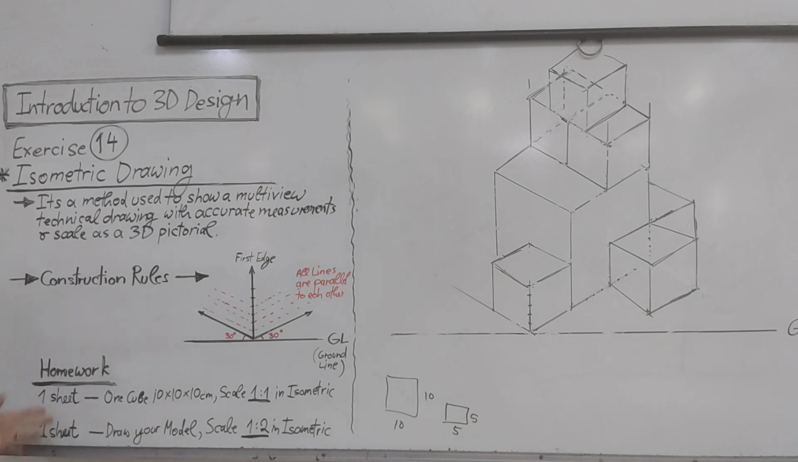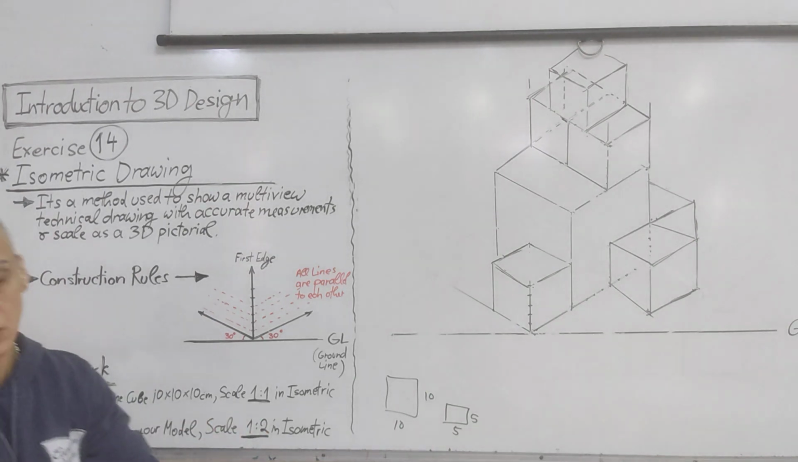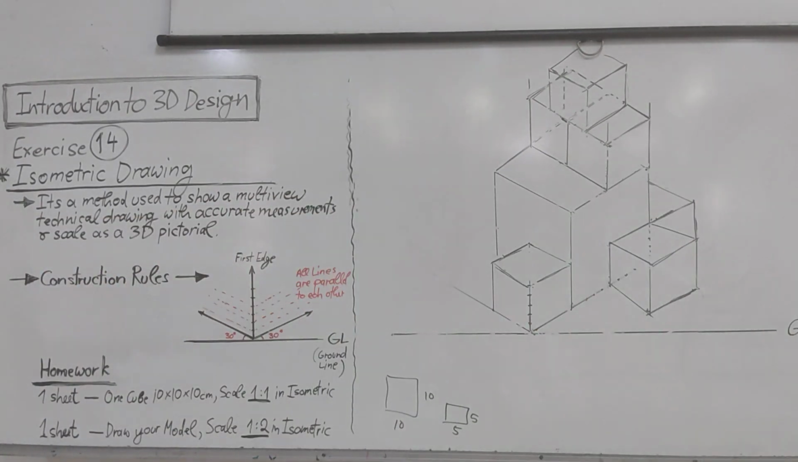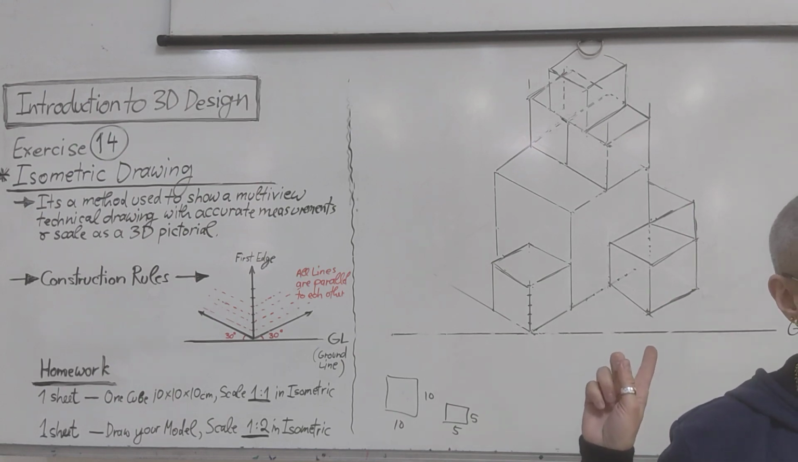So, the homework I already explained. You will have two sheets. One sheet you will draw the cube, 10 by 10 centimeters, scale 1 to 1. And another sheet, your model, scale 1 to 2 in isometric. Any questions about this method? Okay.